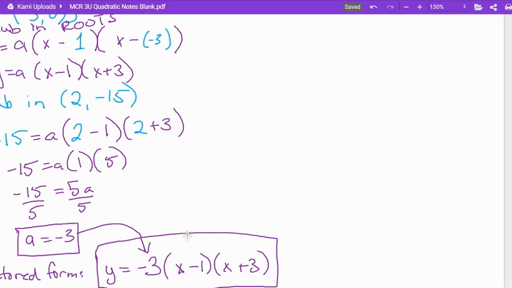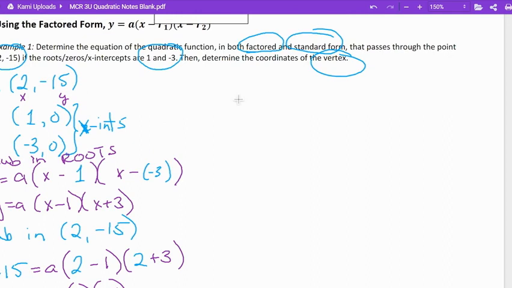That goes here. But we're not done because I go back to my question and I see all the words that I highlighted or circled. And I'm like, oh, now I also have to give the equation in standard form. So let's go from factored to standard. I'll just write it out here because I'm starting on this line.